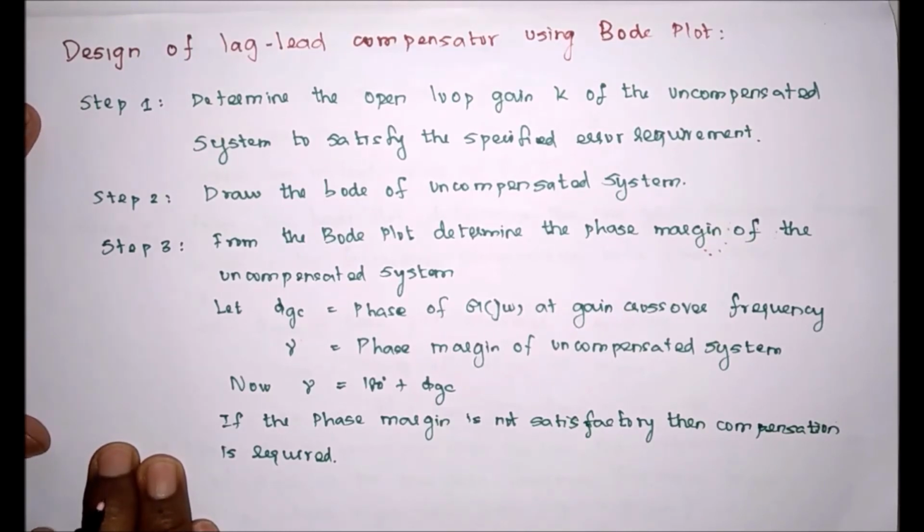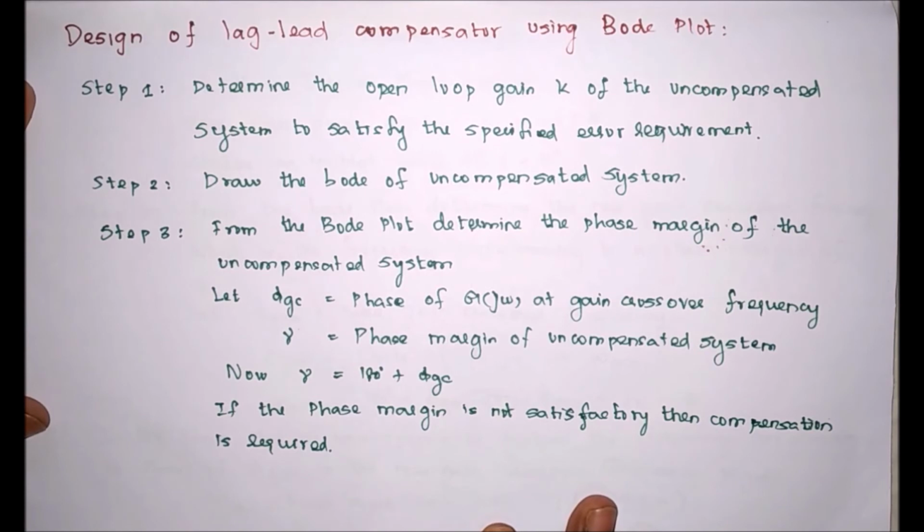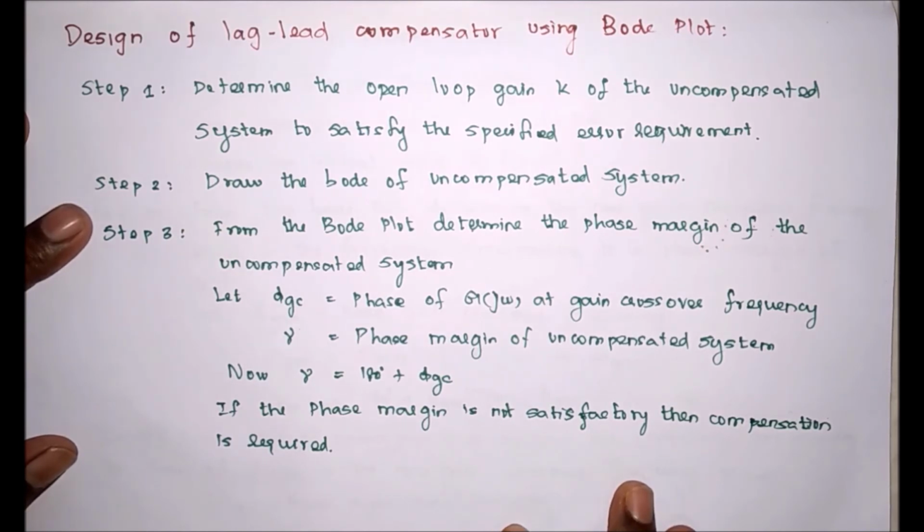In this video, we are going to see the design of a lag lead compensator by using the Bode plot. So what is meant by a lag lead compensator, and what is its purpose? A lag lead compensator means that for the given system we have to add phase angle and also shift the attenuation, in order to bring the system from an unstable condition to a stable condition to get the desired specifications.